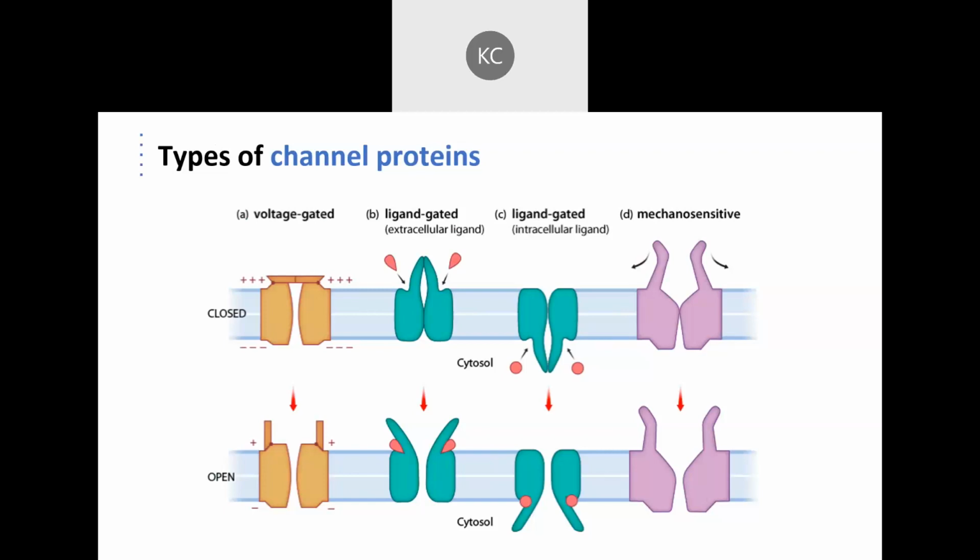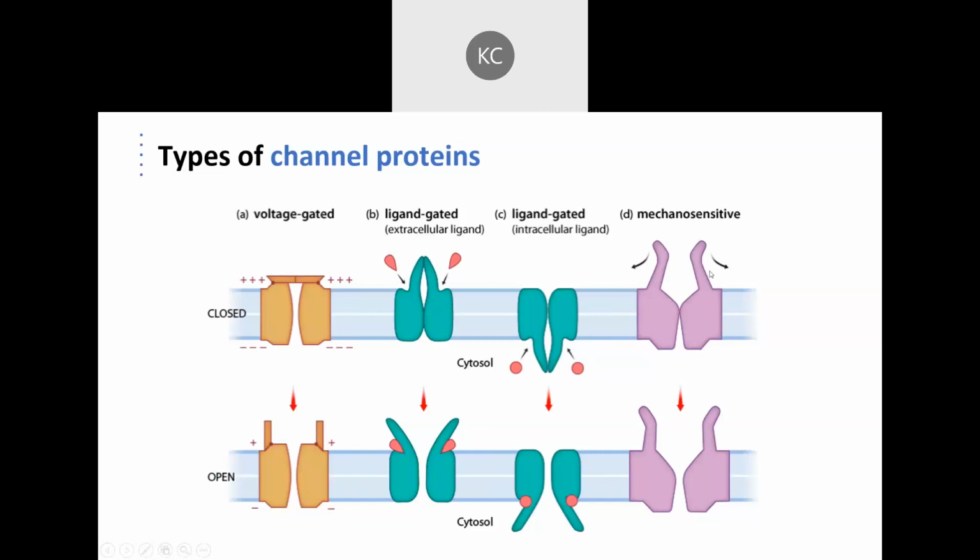Ligand gated, ligand is just a molecule that binds to the receptor, and so it functions as both a receptor and a channel. So this is going to open in response to voltage. This is going to open in response to something binding to it, both B and C. Those are both ligand gated.